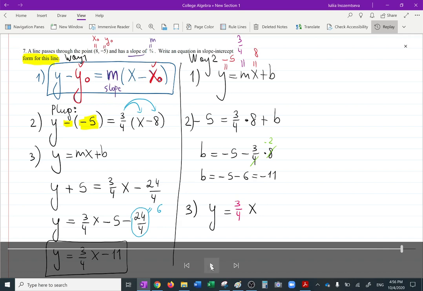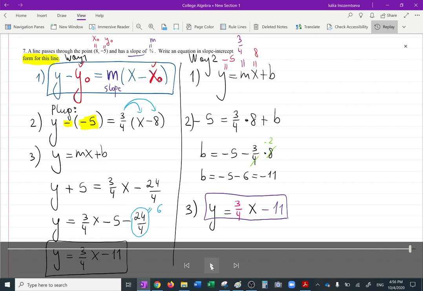The answer follows: y equals 3/4 x, 3/4 that's the given slope m, plus b. B we just found, in purple color, that's minus 11. And the answer is the same. Students can choose which way they like. That doesn't really matter. Just make sure your answer is correct.